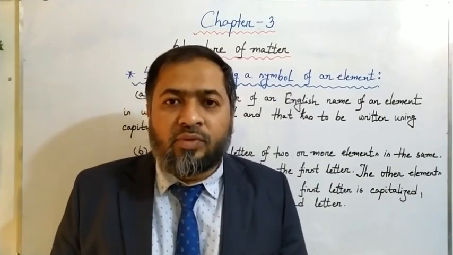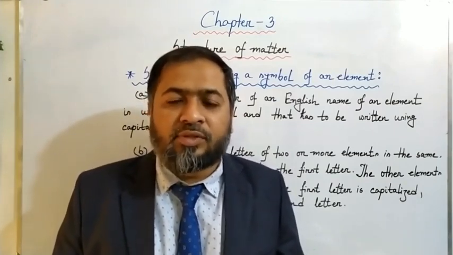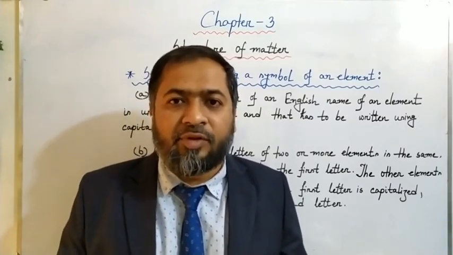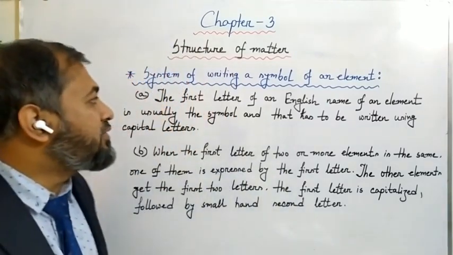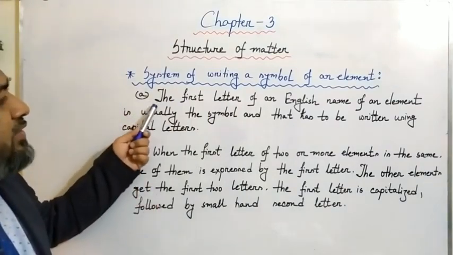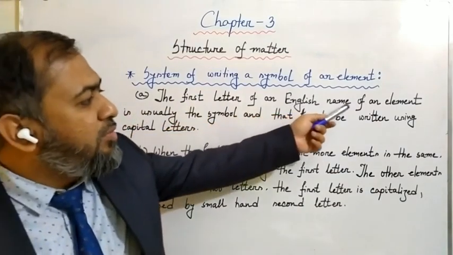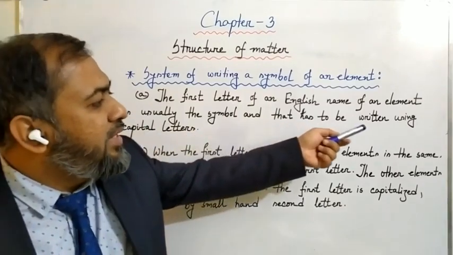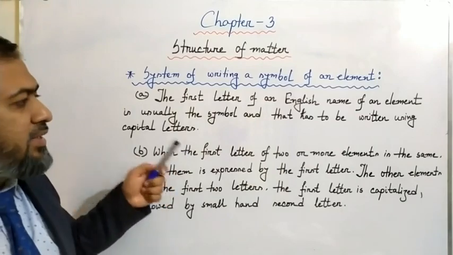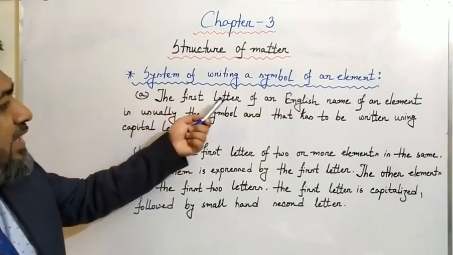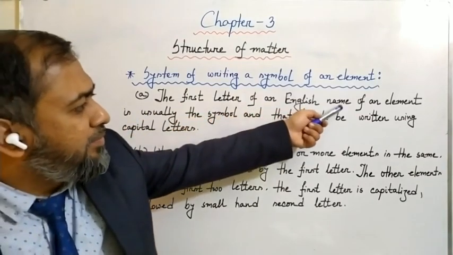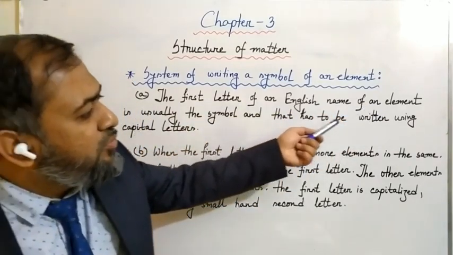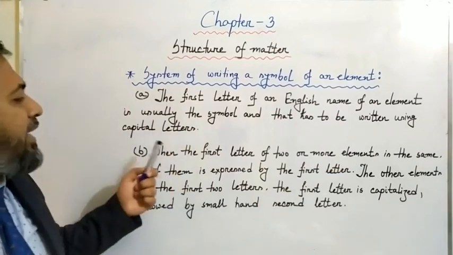Students, there are some rules to write down the symbols of the elements. I'm going to discuss with you how to write down the symbol of different elements. These are the rules. The first rule: the first letter of an English name of an element is usually the symbol, and that has to be written using a capital letter.